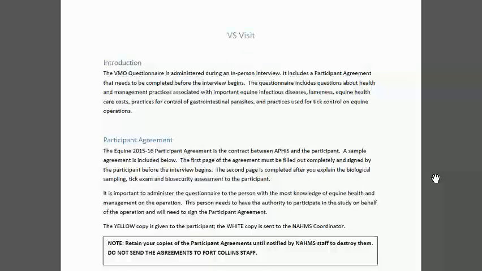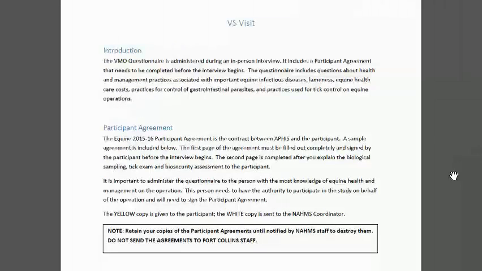Okay, so what we want to do is just cover a few items about administration of the questionnaire. And then due to people's schedules, we're going to go through the questionnaire out of order to allow people that need to get off the call sooner to do their section. So for the VMO questionnaire, I've already mentioned this, but it's to be administered during in-person interview.